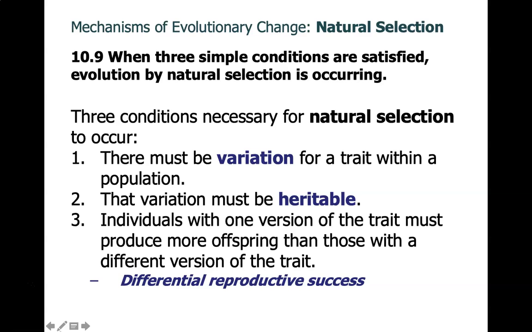One is that there has to be variation for a particular trait in a population. That variation must be heritable. So in other words, it must be passed on to the next generation. And if natural selection is going to happen, one of the versions of that trait has to allow the individual to produce more offspring than those that have a different version. In other words, those individuals with one specific trait have differential reproductive success. One trait allows them to leave more offspring than another.